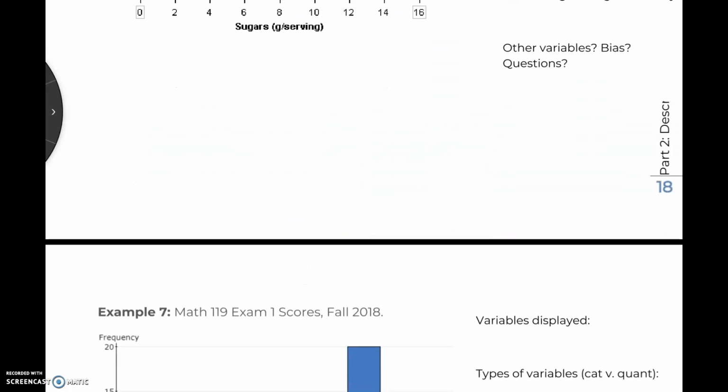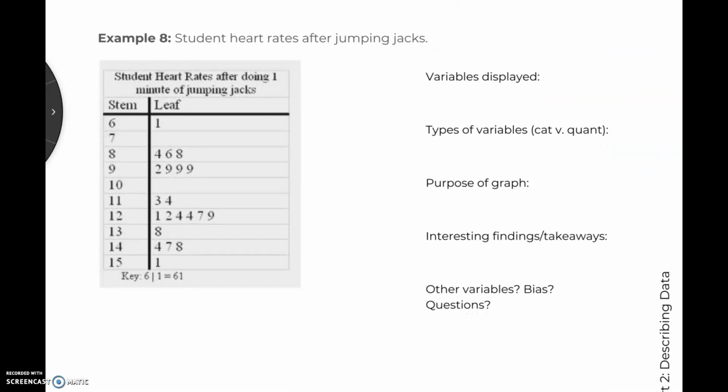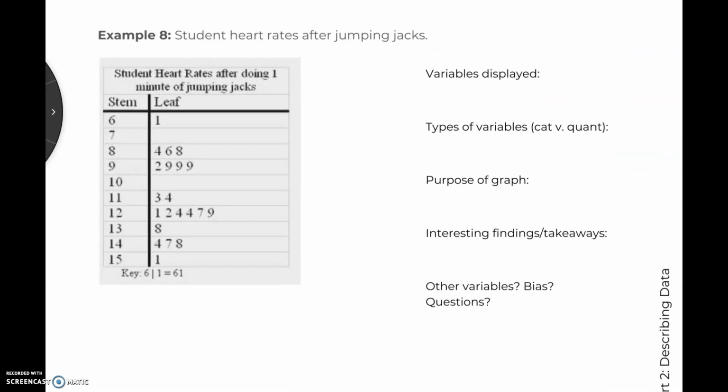The next graph, this is also a graph we talked about, in fact we looked at that specific graph. That was the student heart rates after jumping jacks. So looking at a stem and leaf plot is another display for numeric data. It's also really helpful for a small data set. We can kind of see the distribution.